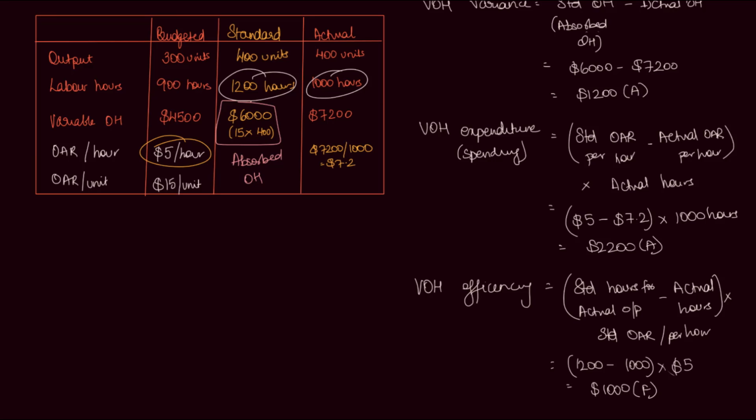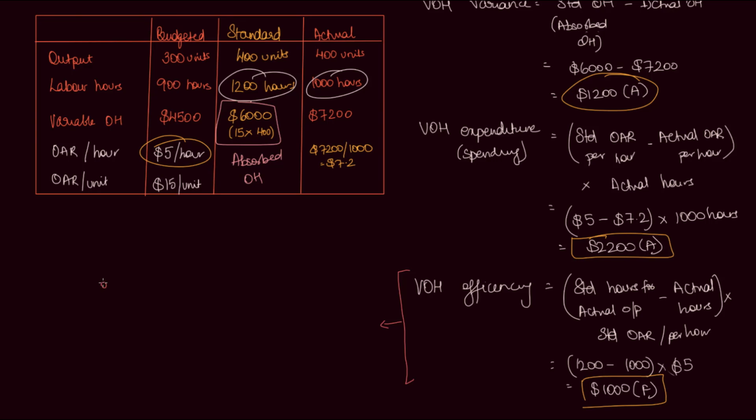Now just compare 2200 adverse and 1000 favorable. That helps us understand the reason for the $1200 adverse variance when it comes to variable overhead variance. See, there's an alternate way of calculating the efficiency variance, which I will explain here. You might need it in some questions when the details about the time taken are not clearly visible.